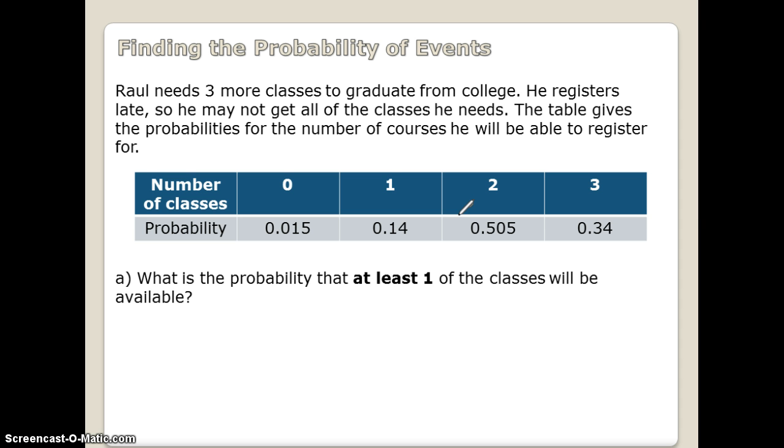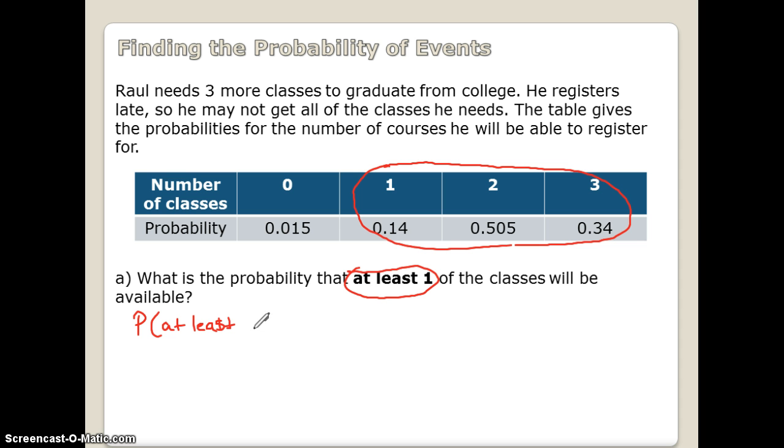When they say at least one, that is saying 1 or more. So we're looking for these probabilities. If you write it, probability at least 1 is saying the probability of the first one, second one, and 3. Probability of 1 plus probability of 2 plus probability of 3.